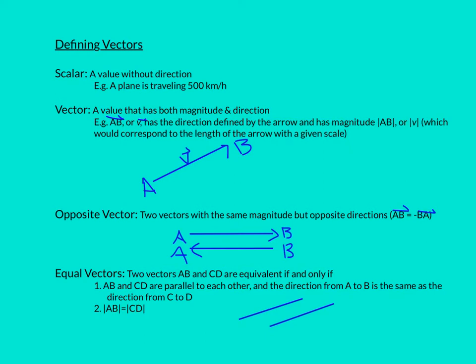We also need to be able to represent equal vectors, because they can have different labels, but still be equal.